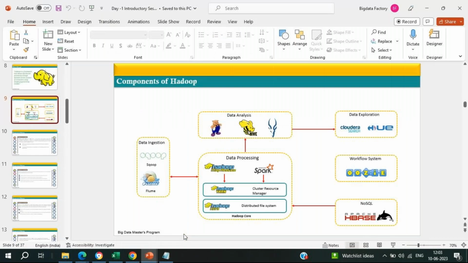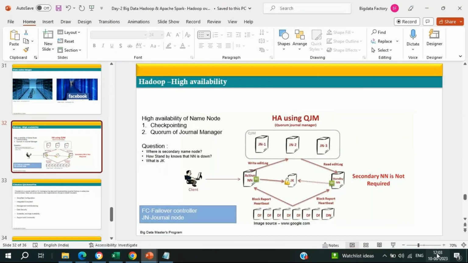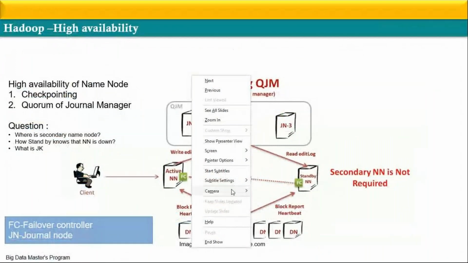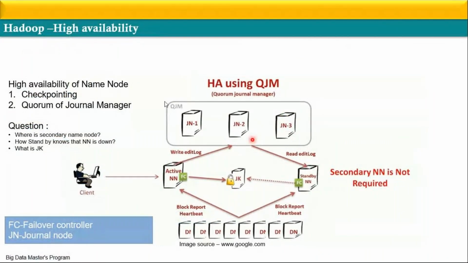Now let me come back to the slide we were discussing. Checkpointing, we have gone through in detail, and checkpointing is the merging of fs image and edit.log.txt, so that we will be able to get the current information about the metadata, and then it will be placed inside the shared memory. That is the functionality of checkpointing.